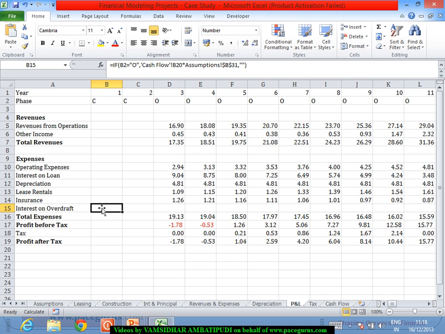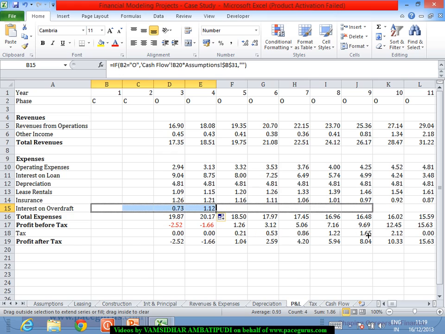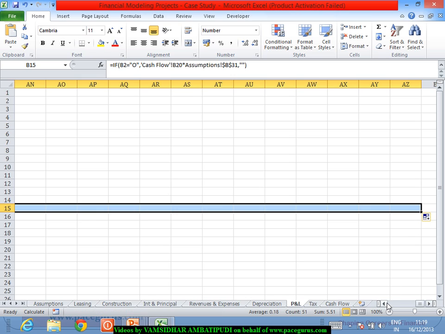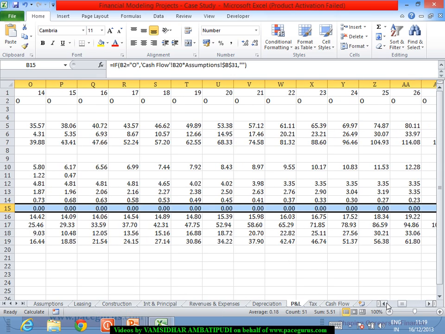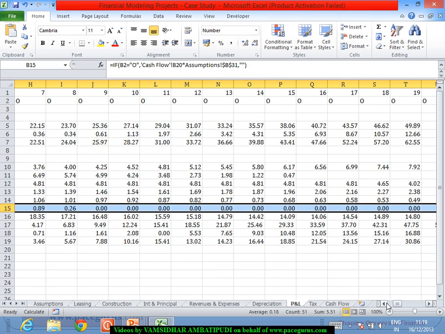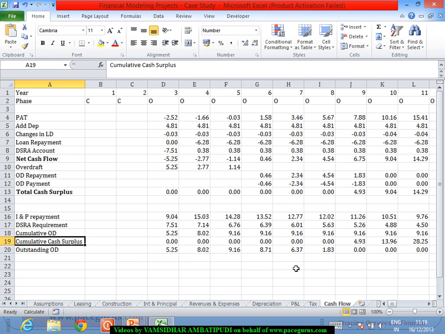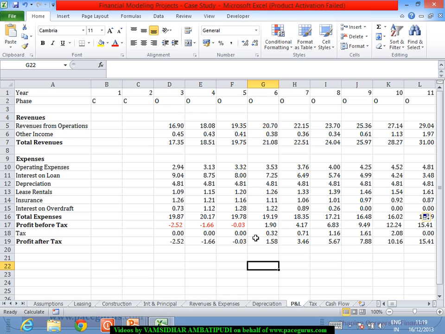So the interest on overdraft is also getting computed, which is increasing my expenses for the period, and after a certain point there are no expenses because the overdraft got completely paid off. So the overdraft was existing only up to the 8th year, which was resulting in the payments, and because of this looping we are seeing even the profit before tax became negative, profit after tax became negative. So this is what is contributing to our final cash positions as well as the final P&L for each of these years.